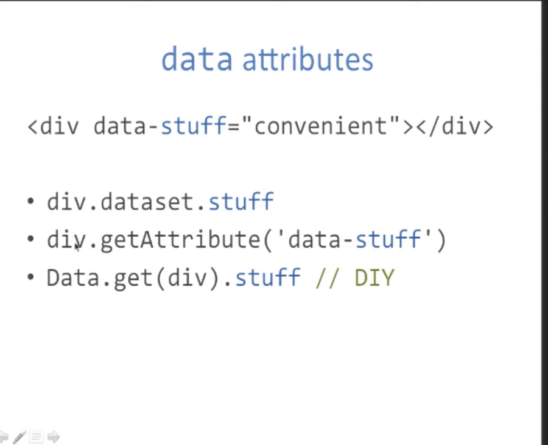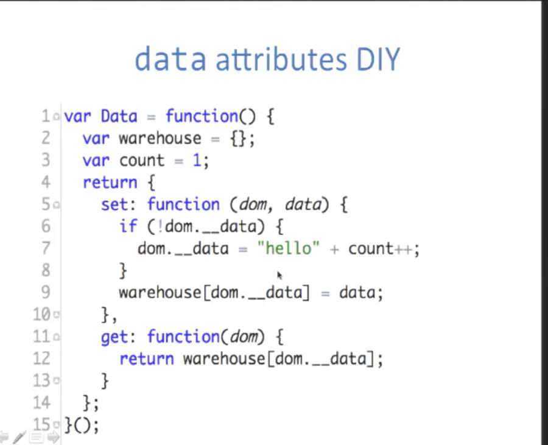Because this dataset is an object, you can have multiple data attributes and you get a dataset object. For all the browsers, you have to do getAttribute and take your property. Or how about doing it yourself, which means coming up with some small utility that collects the data and gets that data from the div that you want. This is how I implemented this really simple thing. It's a data utility that has set and get methods.